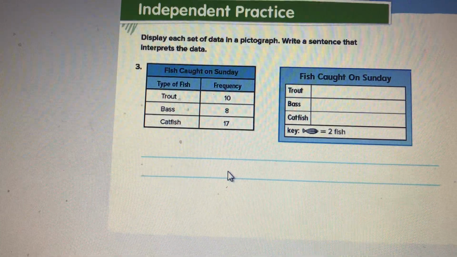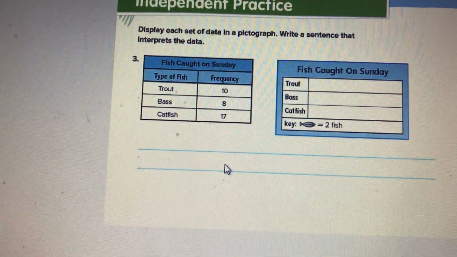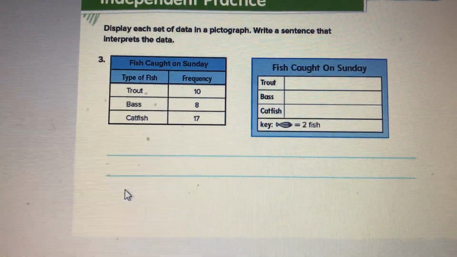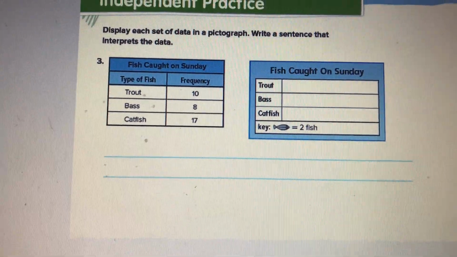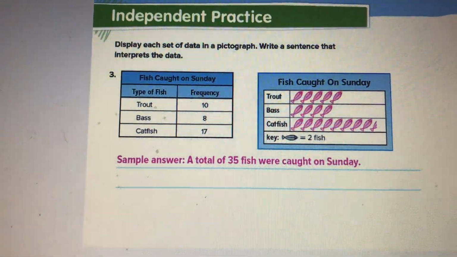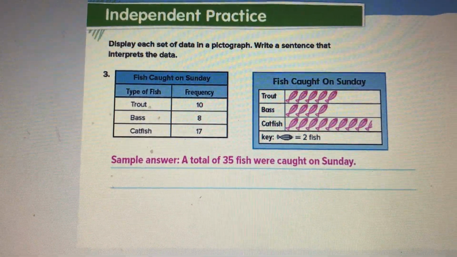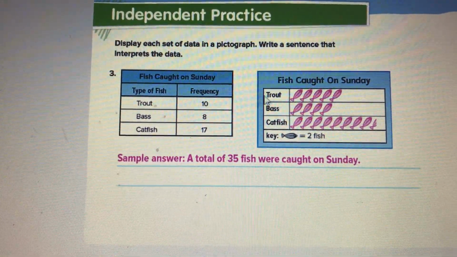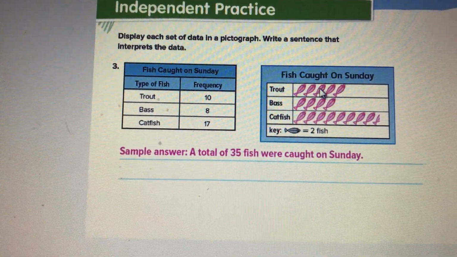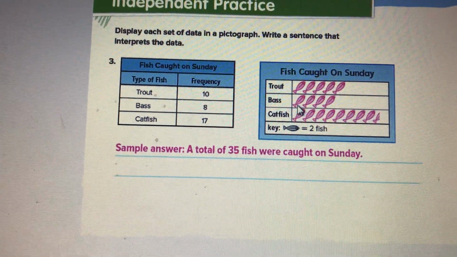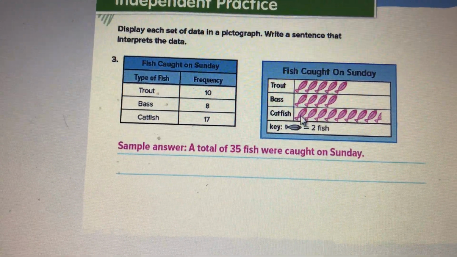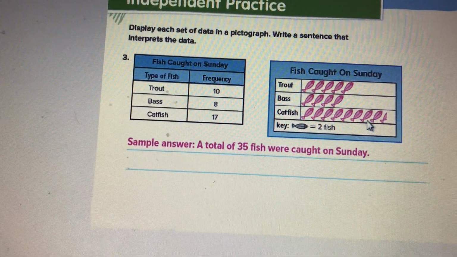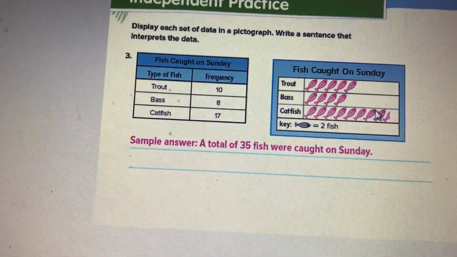How about the bass? How many times does 2 go into 8? How many times does 2 go into 17? Well, it doesn't go in evenly, so you're going to draw half of a fish. Okay, and if you don't remember your multiplication and division facts, you could skip count. These are 2s. 2, 4, 6, 8, 10. Okay, 2, 4, 6, 8. 2, 4, 6, 8, 10, 12, 14, 16, and then half of a fish there.